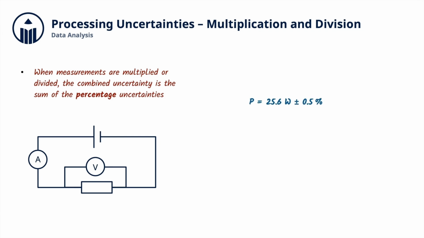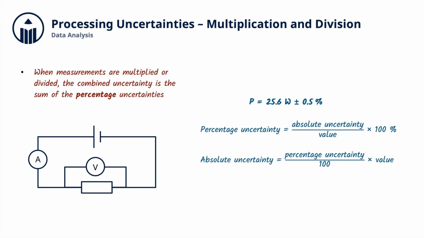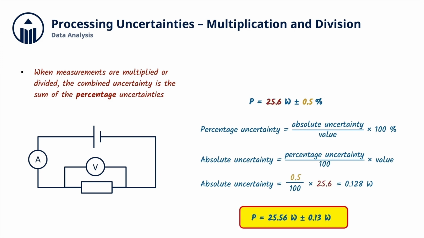What if you were asked for the absolute uncertainty of the power instead? We can determine this from the definition of the percentage uncertainty. This is the absolute uncertainty divided by the value times 100. Rearranging for the absolute uncertainty gives the percentage uncertainty divided by 100 times the value. In other words, we are finding 0.5% of 25.6 watts. Therefore, we divide 0.5 by 100 and multiply by the value, 25.6, which equals 0.128 watts. From the appropriate rounding of uncertainties, this should be 0.13 watts.